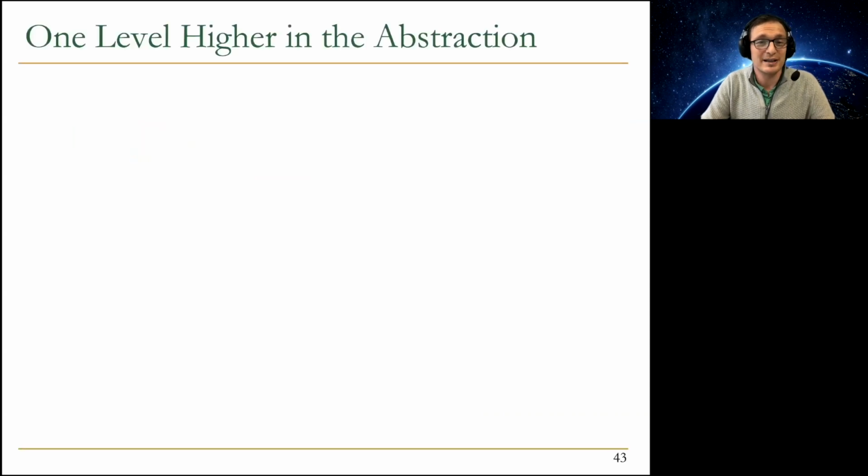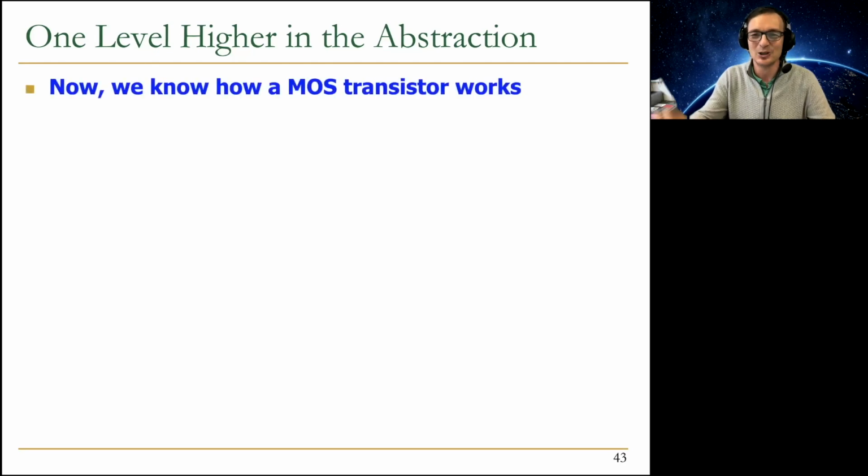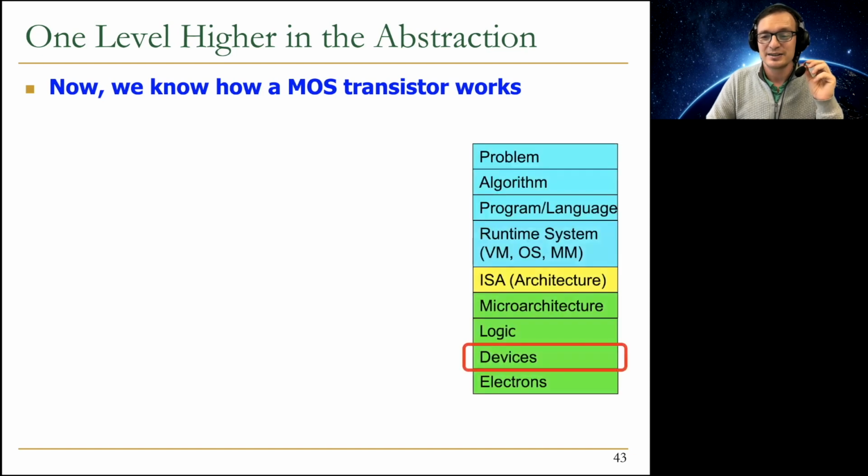So let's go one level higher in the abstraction now that we have it. There are some questions, but maybe TAs can answer them because some of them are actually at a lower level than our abstraction at this point. But now we know how a MOS transistor works as a light switch. What can we do with it?